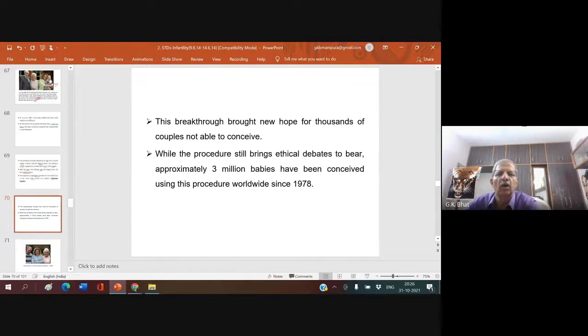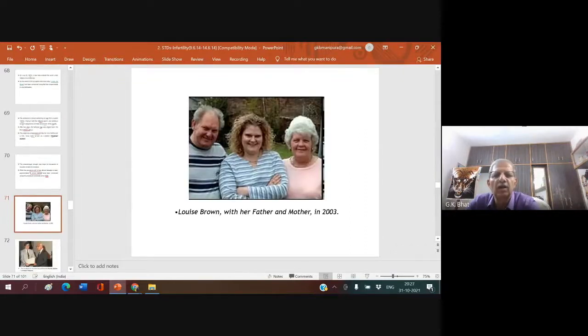While the procedure still brings ethical debate, approximately 3 million babies have been born since 1978 by the test tube baby technique. Even though it was first conducted in 1978, 3 million babies were born thereafter by this method. This is Louise Brown with her father and mother, 2003 photo.